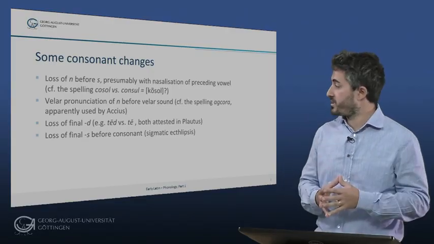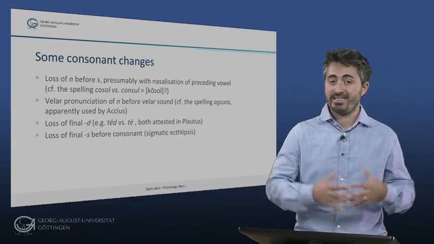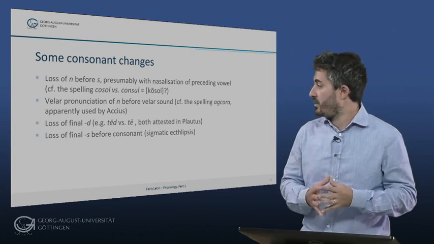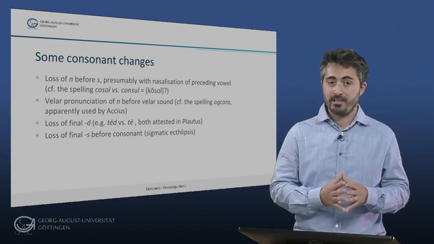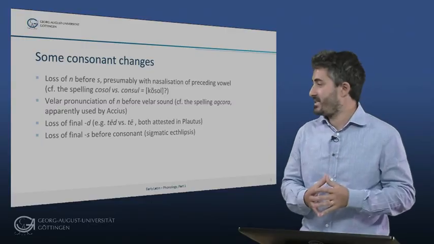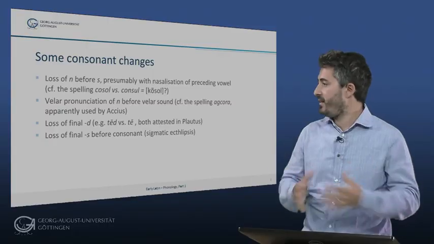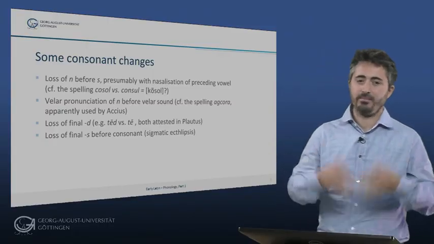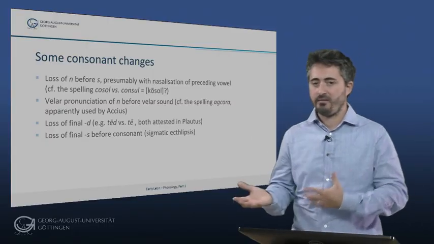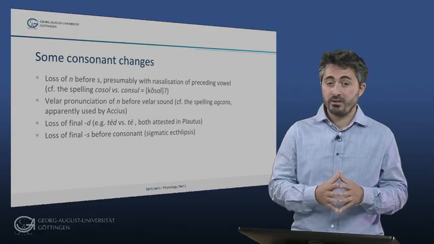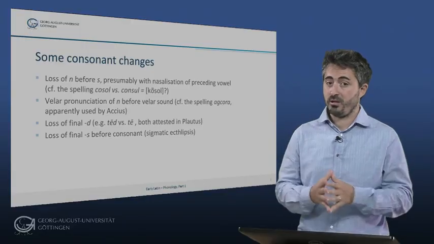A second important phonological change is the velar pronunciation of N before a velar sound, and we know that also because the spelling with GC is attested in some texts. There are also a vast range of consonantal assimilations, especially for nasals, fricatives, L and R, and also the word-end consonants were exposed to simplification or loss.